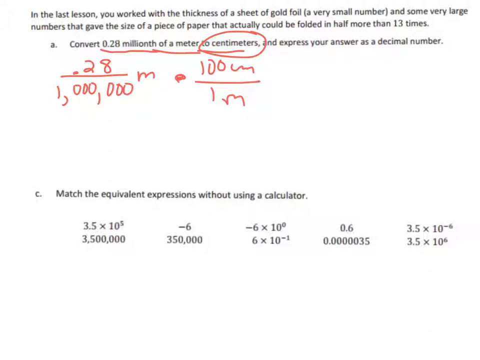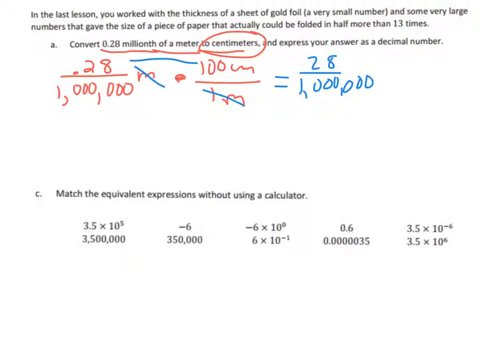So if you cross multiply, the meter in the top here cancels with the meter in the bottom. We get rid of it. And now we've got centimeters. And I turn around and I multiply the tops. So 100 times 0.28 is straight out 28 over a million. And so you get 28 millionths centimeters.